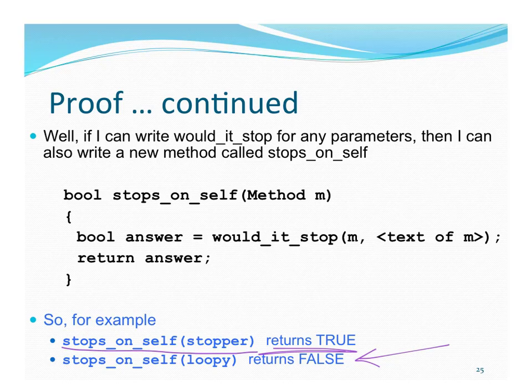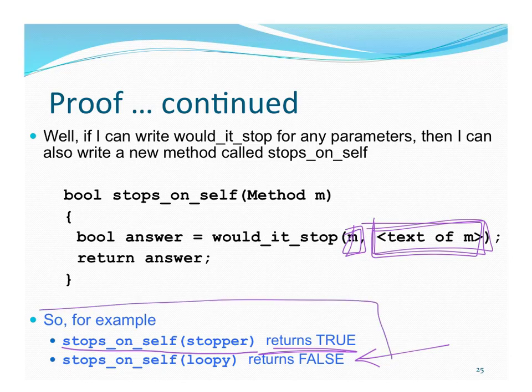Loopy never stops, right? Loopy is always in an infinite loop, no matter what the parameters are. So even if the parameters are the text of Loopy, if I pass in Loopy and the text of Loopy, it's still going to have an infinite loop. If I pass in stopper and the text of stopper, it's always going to stop and give me an answer. These are just some examples.